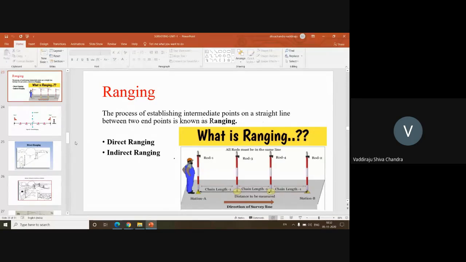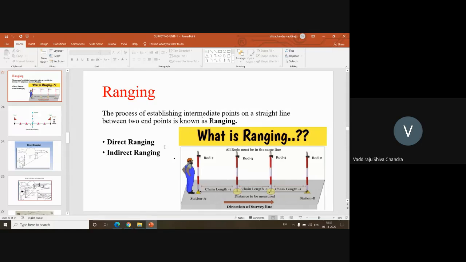So ranging is nothing but the process of establishing intermediate points on a straight line between two endpoints. Suppose you want to measure the distance between two given points A and B which are far away, more than one chain length, that is, the distance between A and B is more than 20 meters or 30 meters, involving multiple chains. Then how do we ensure that we are measuring the distance in a straight line only? That process is generally called ranging.